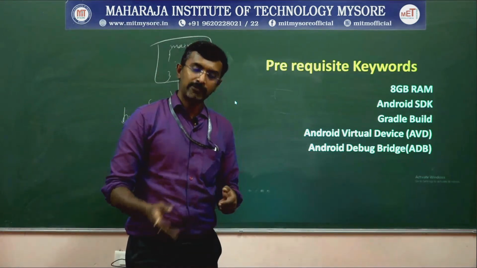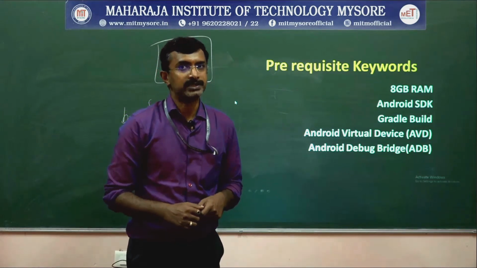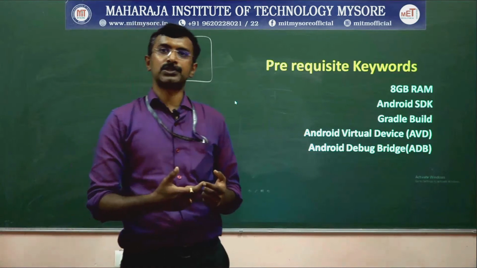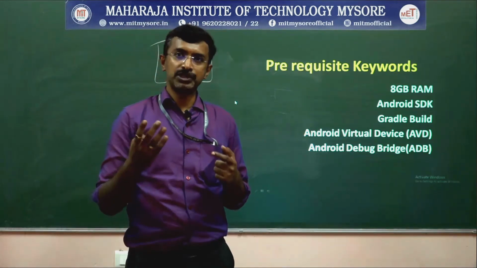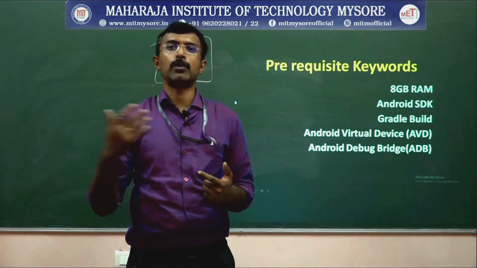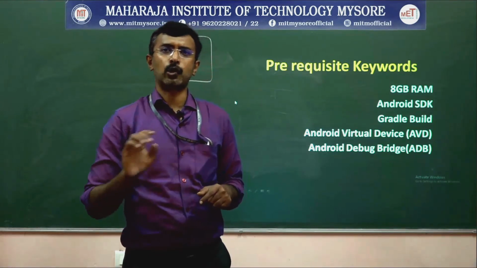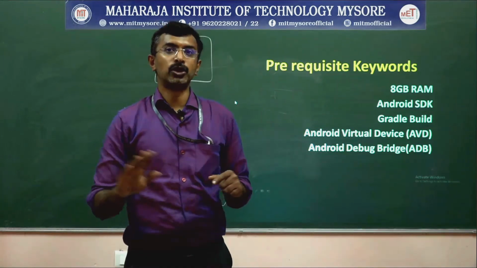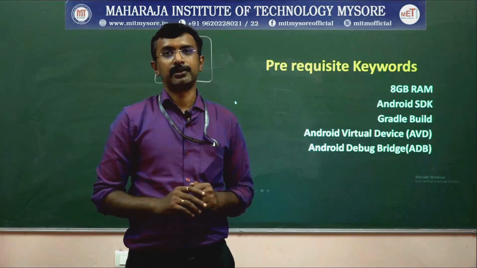I have a 4 GB machine, so I will not execute the application on the machine, rather I'll execute it on my mobile. So if you have a 4 GB machine, then you need to execute your program on your mobile. Every time you compile and want to run it, it will run on your mobile. If you don't want to run on your mobile, then you need to have an emulator.